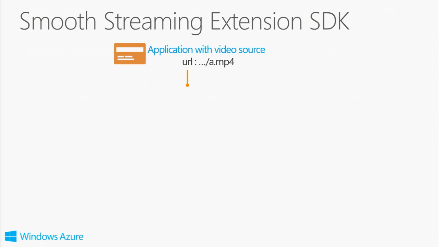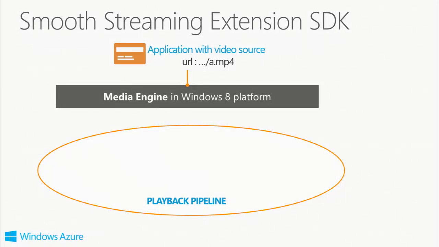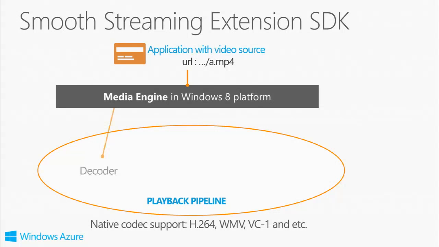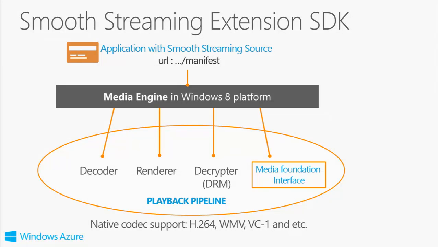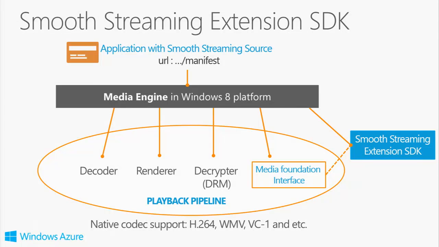If you just try to do an application with a video source, you can just do that on Windows 8. The platform itself understands the media engine. When it sees an MP4, the playback pipeline will just start to render your video, because the native codec support on Windows 8 is H.264, WMV, and VC1. So it will start to decode, render, and play back your video. However, if you try to feed the media pipeline with a smooth streaming source like /manifest, the media engine will say, hey, I don't understand, what's that URL? And that was where the Smooth Streaming Extension SDK came in.